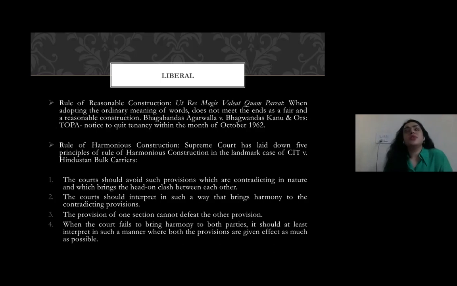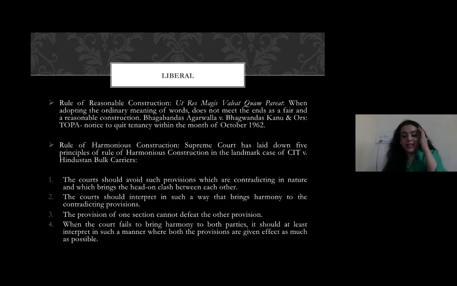Now there is the rule of harmonious construction. The rule of harmonious construction is also used, if you remember, in constitutional interpretations. For instance, the constitution is obviously not technically a statute, but a lot of these rules are used there as well. So in the constitution, we use it under the 7th Schedule when we are balancing the powers of state and central legislature.